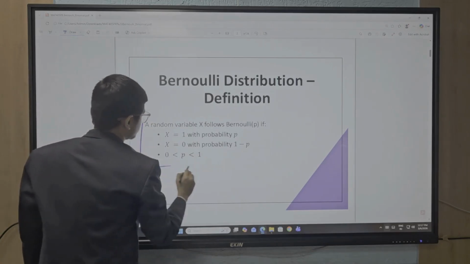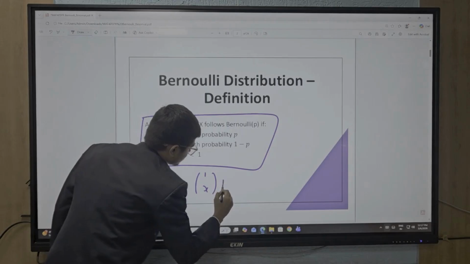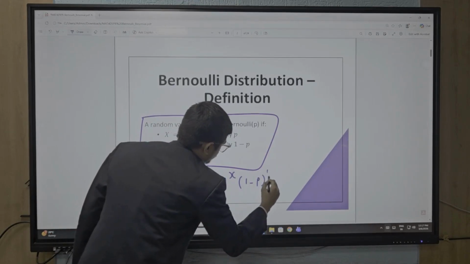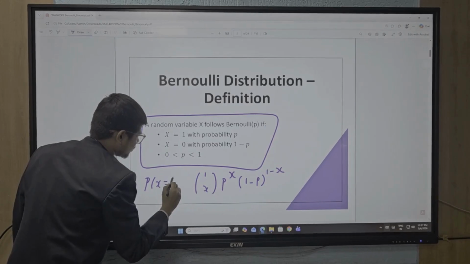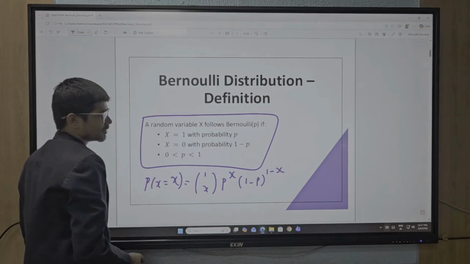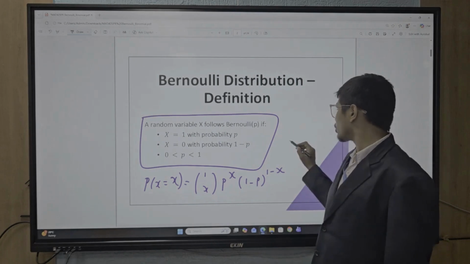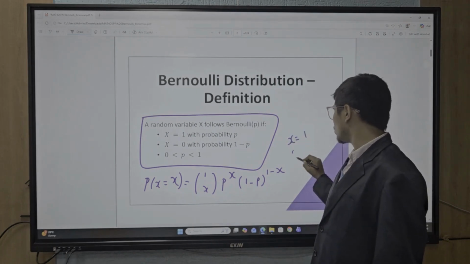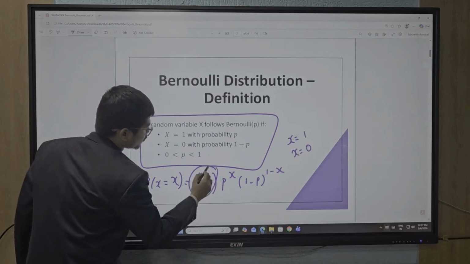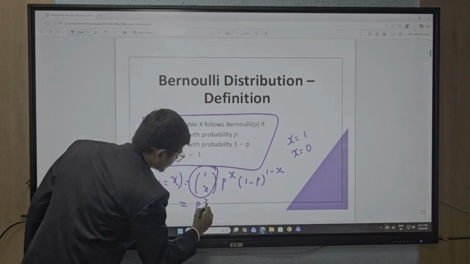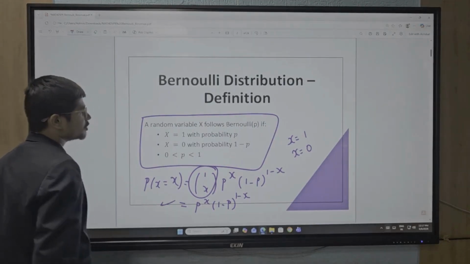So Bernoulli distribution. In Bernoulli distribution, the PMF is 1Cx p^x (1 minus p)^(1 minus x). So P(X = x) is nothing but the PMF of Bernoulli distribution. Here x is either success, means 1, or failure, means 0. At the same time you can consider this as 1C0 or 1C1, always 1, means p raised to x, (1 minus p) raised to 1 minus x. This is also the PMF of Bernoulli distribution.